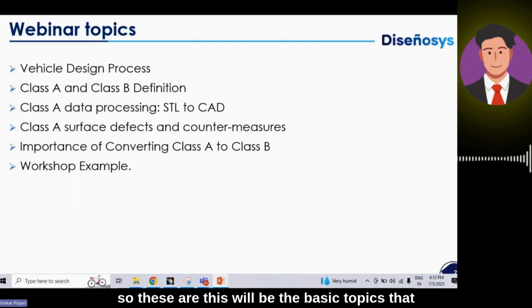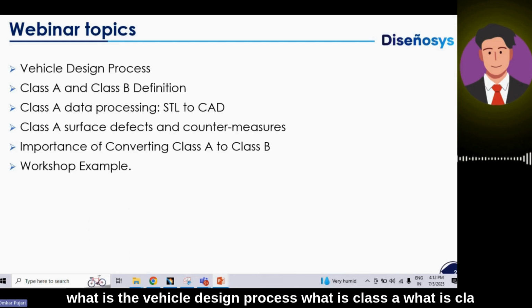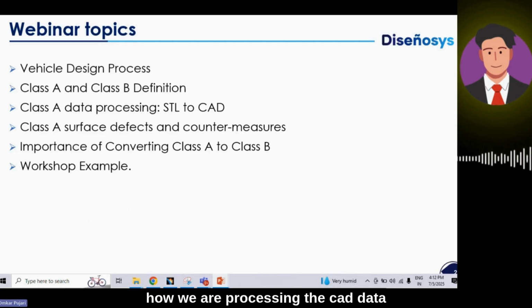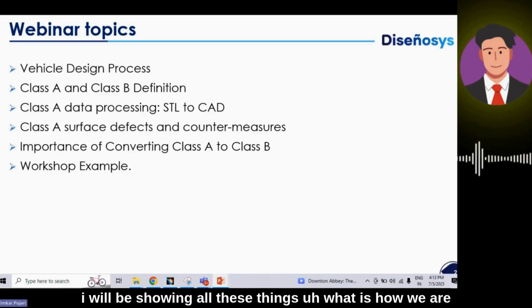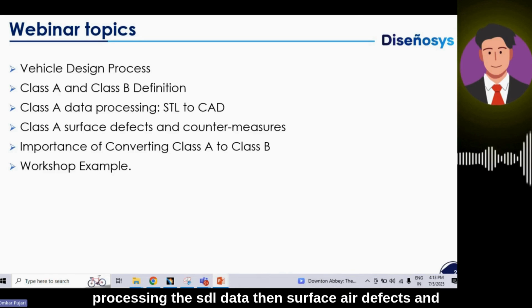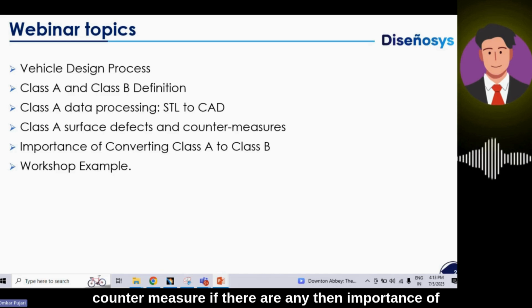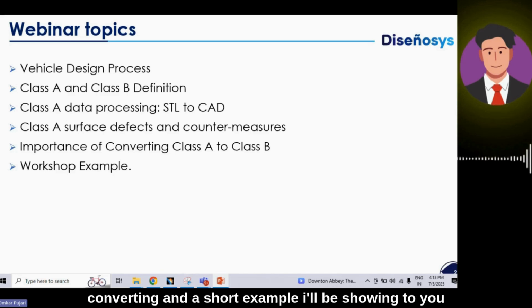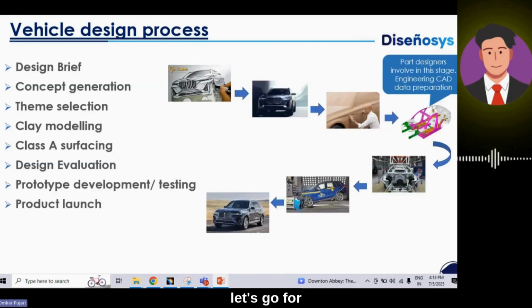So these will be the basic topics: what is the vehicle design process, what is class A, what is class B, and how we are processing the CAD data. I will be showing all these things. How we are processing the STL data, then surface area defects and countermeasures if there are any, then the importance of converting, and a short example I will be showing to you. Okay, so let's go for why.